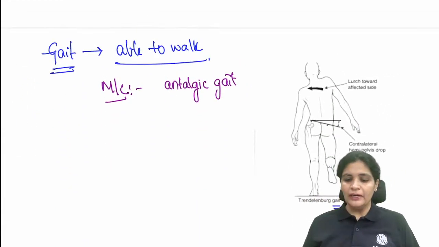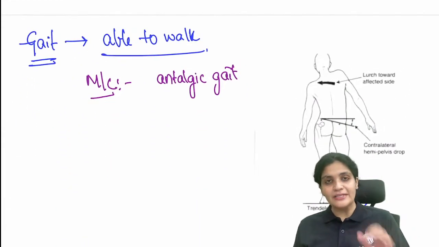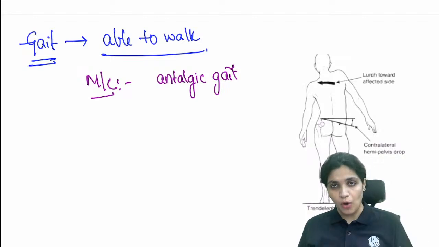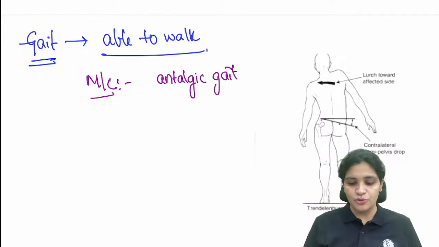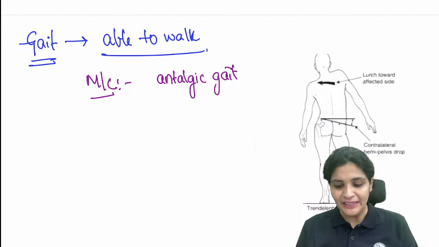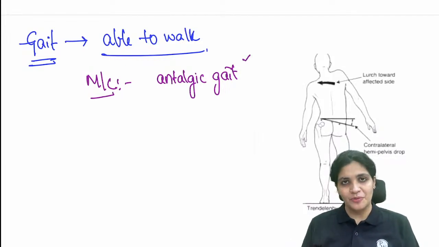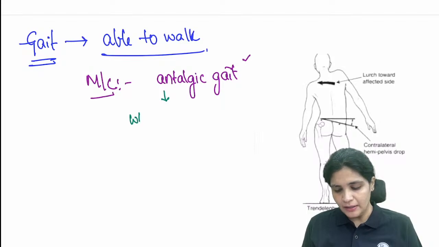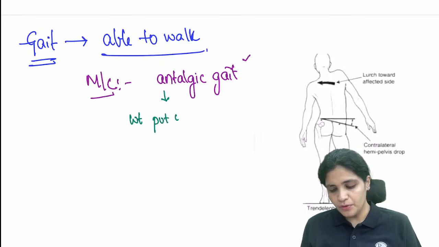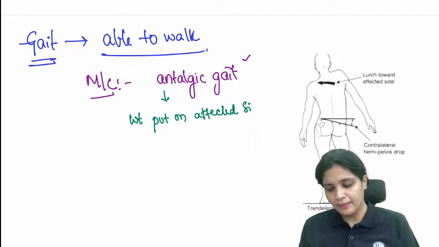Next, here we are in the gait. In the gait, if the patient is able to walk, coming with pain or swelling in the hip joint, then you even have to inspect for the gait. The most common gait which we encounter is the antalgic gait. That means the weight put on the affected side is for a shorter duration.